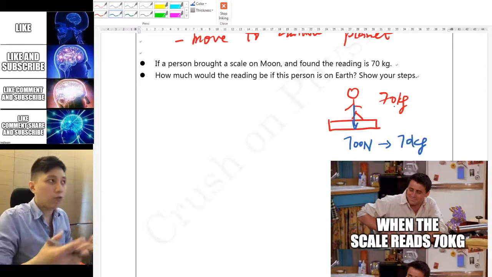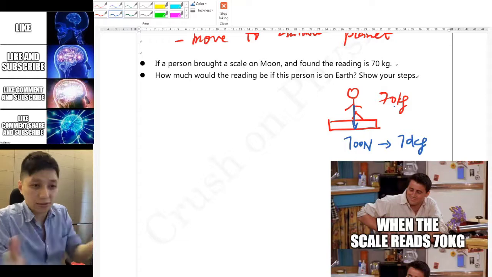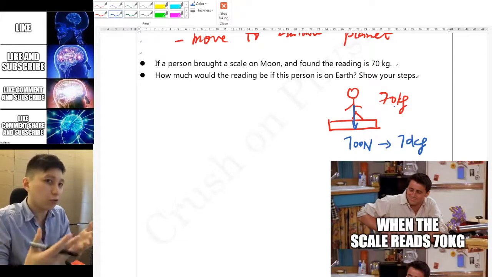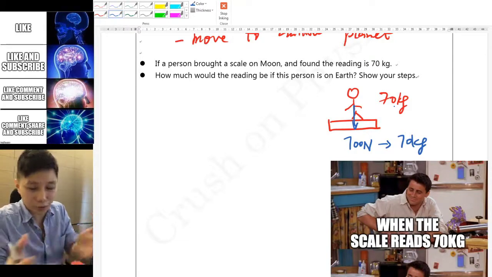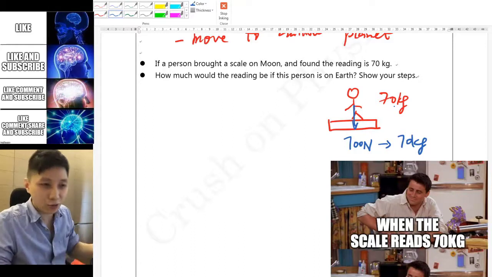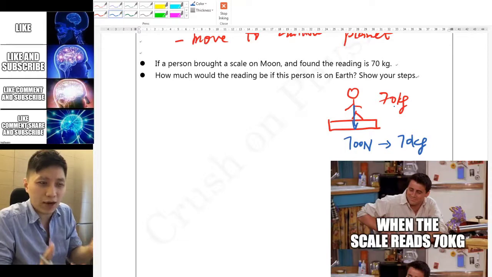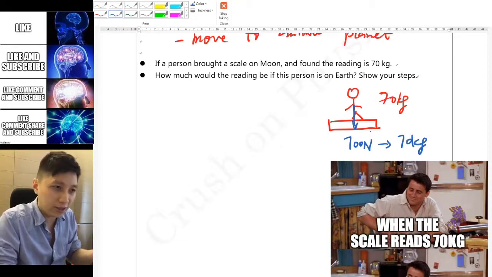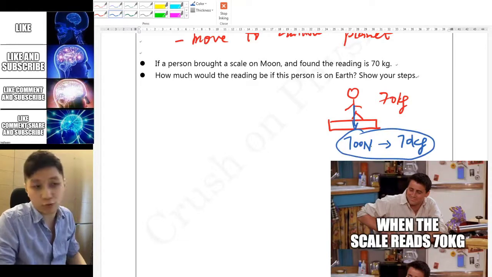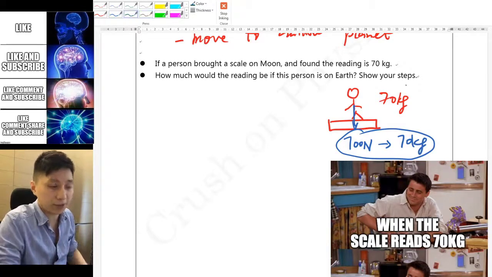But of course, when people create a scale, we expect you to use it on Earth. We don't expect you to bring it to another planet and use it. And therefore, the scale would not know that we are on the moon. And so this is the conversion that it will give you. It's not really about your mass, it's more about the force that it's experiencing.